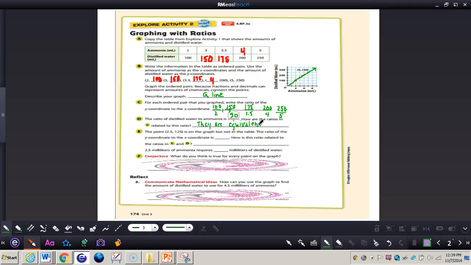Now it says for letter E, the point 2.5, 125 is on the graph but not in the table. The ratio of the y-coordinate to the x-coordinate here, we could see since it's 2.5 and 125, so the y to the x-coordinate, so we know 125 is the y-coordinate. We can see 125 to 2.5.